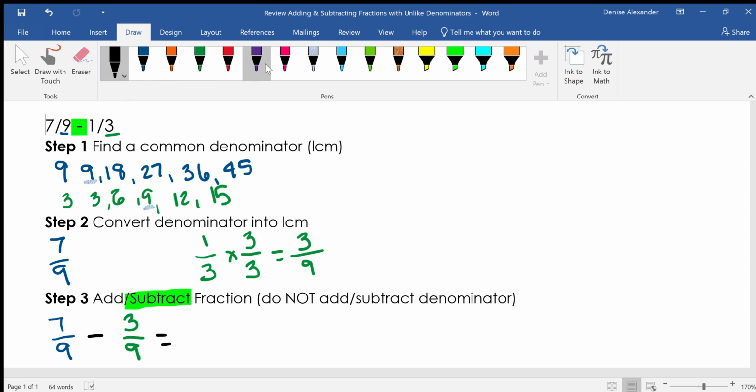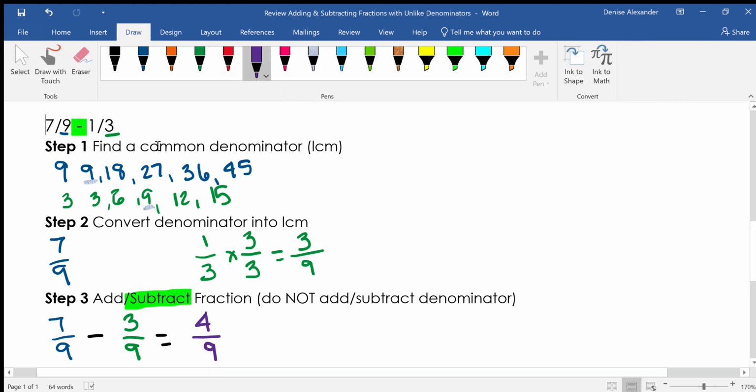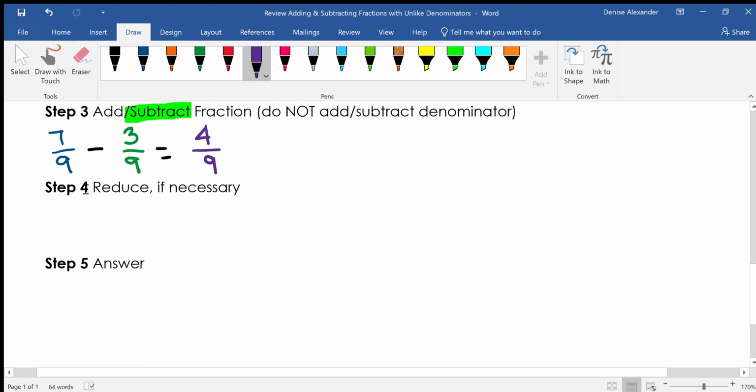And now, 7 minus 3, yes, 4. Remember, we do not subtract the denominator. The 9 just comes over. Can I pull 4 out of 9 evenly? No. So, ladies and gentlemen, we have our answer right there. So I'm just going to go ahead and write it.